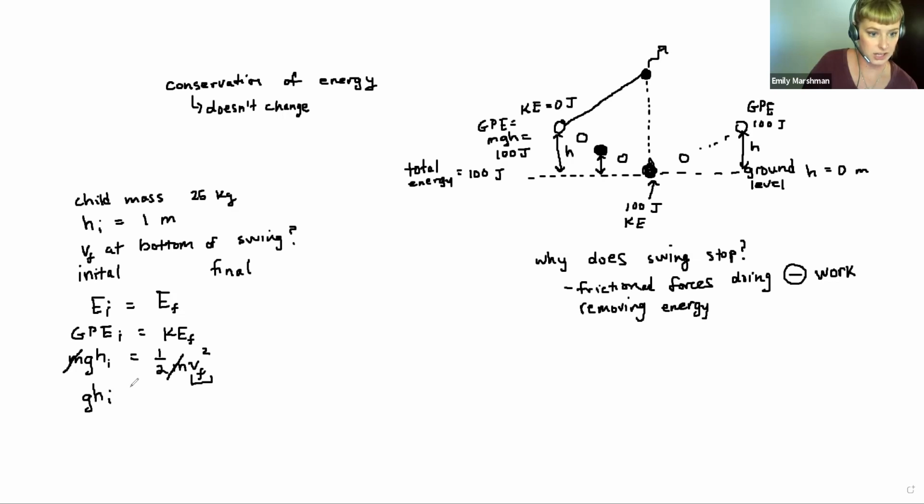So I've got gh equals 1/2 v final squared. I need to isolate v final, so I'm going to multiply both sides by 2 to get rid of this 1/2. And I'm going to solve for v final, which means I need to take the square root of both sides.